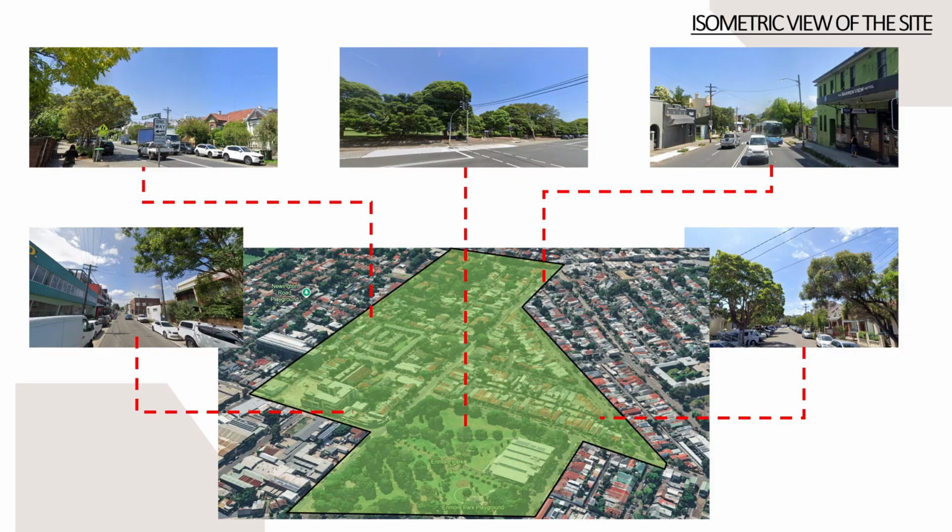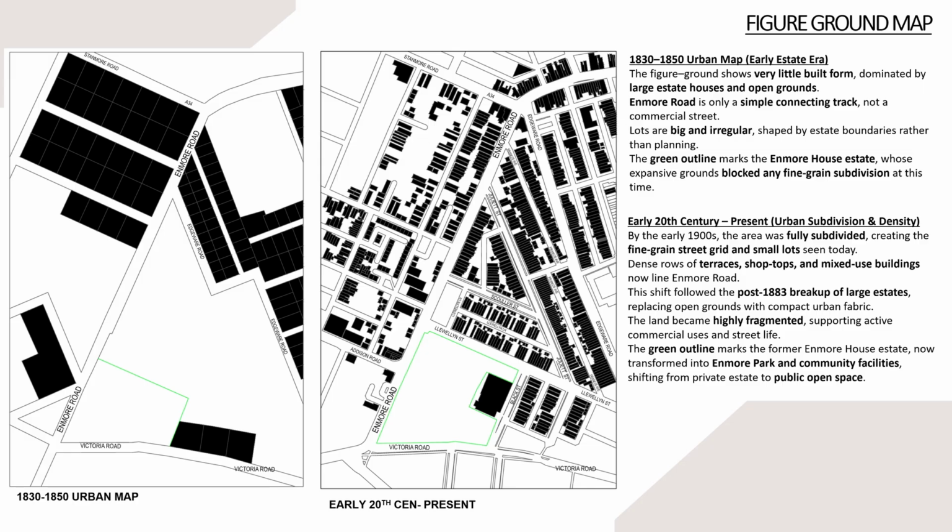Slide 7, Figure ground map. The figure ground comparison shows 2 eras. Around 1830 to 1850, the area consisted mostly of open estate land, with large blocks and very little built form. By the early 1900s, the area was fully subdivided. Terraces, shop tops, and mixed-use buildings emerged along Enmore Road, creating the compact urban fabric that defines today's streetscape. This shift from large estates to fine-grained lots explains the transition from open land to dense commercial frontage.